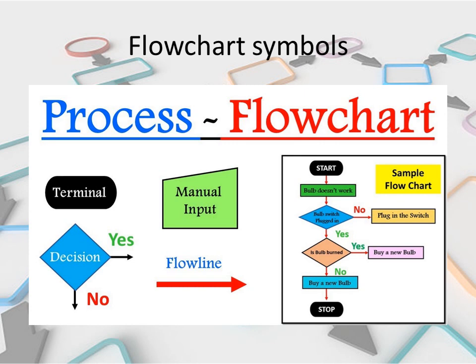First one is your terminal. This is also called an oval shaped box, and this is used to denote the start and ending point of any flowchart. The second one is your decision box, that is always in the shape of a rhombus, and it is always used when we have to take a decision between yes and no.